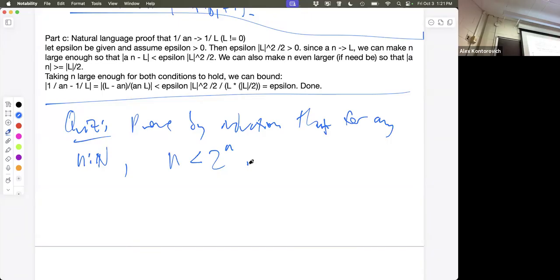0 is a natural number, and let's check that this works for 0. 0 is strictly less than 2 to the 0. Yes, it is.